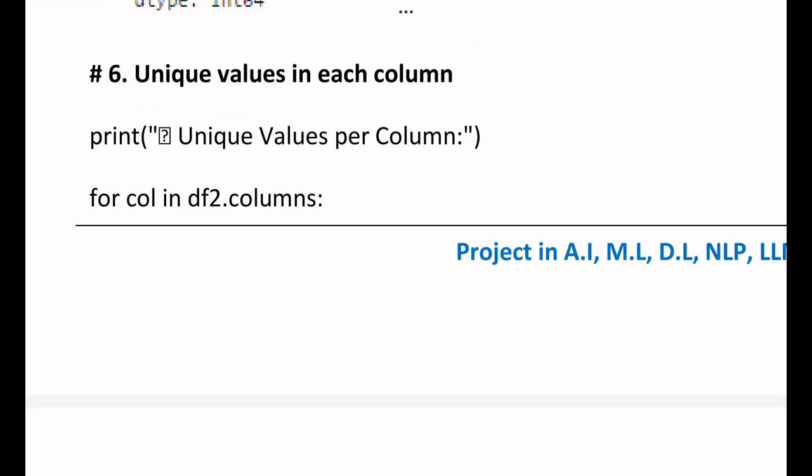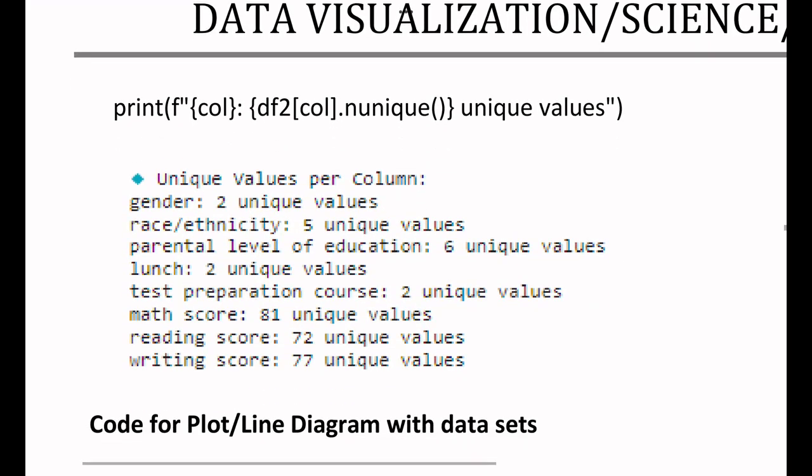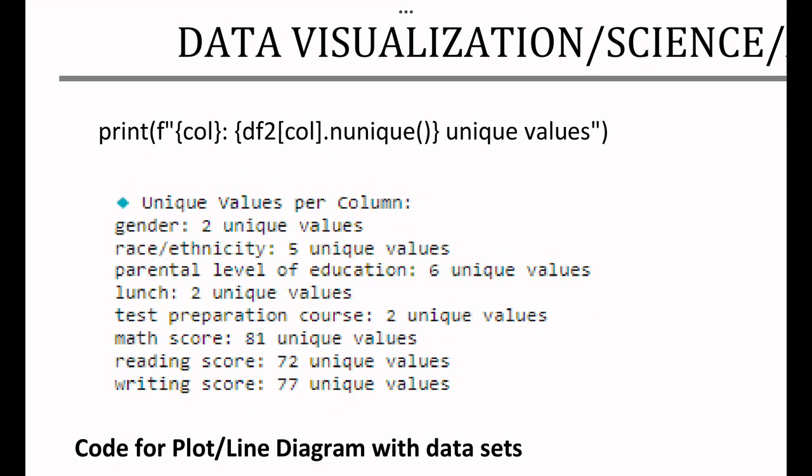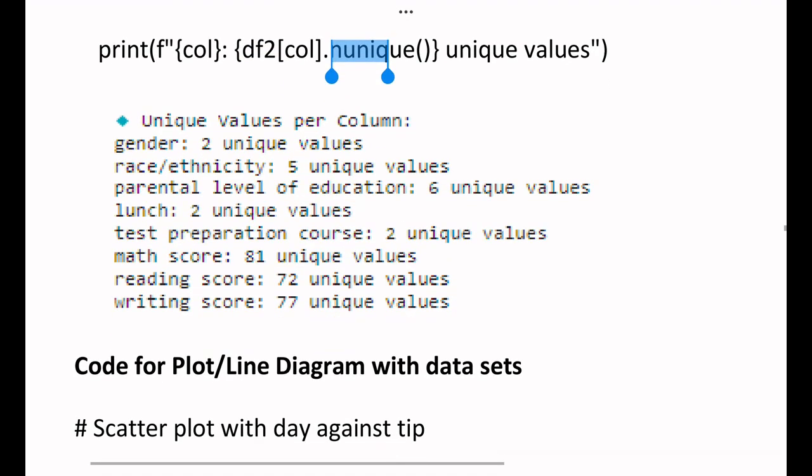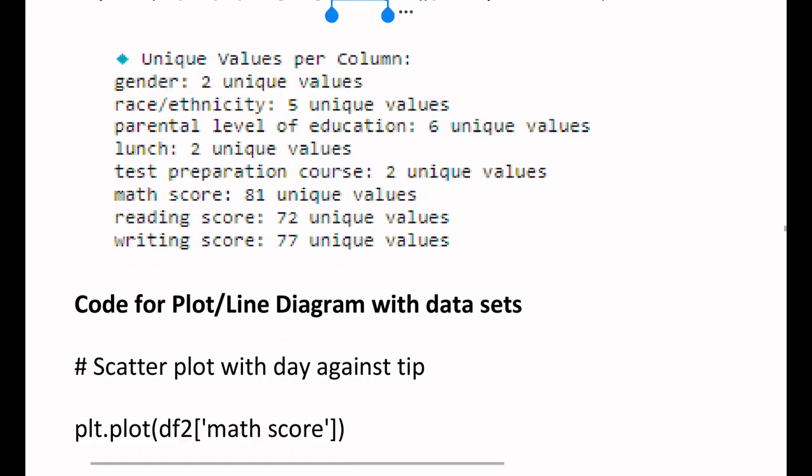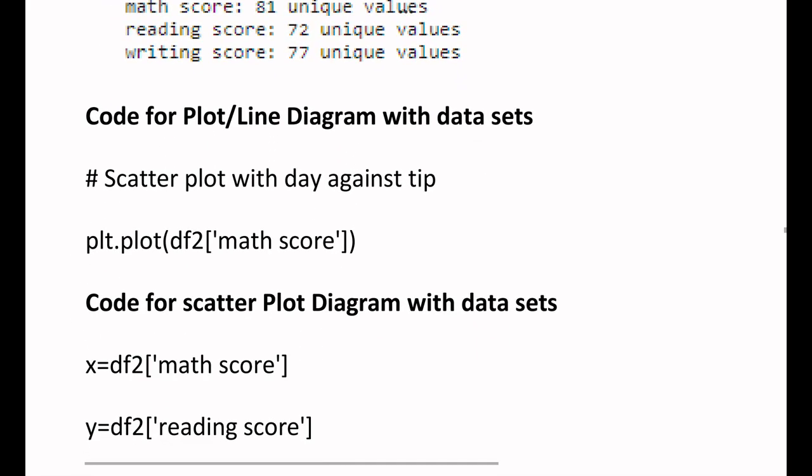Suppose you want to find the unique values of each column. You write my data frame, df2, nunique. It will check and tell you the unique values. In lunch, there are a total of 2 unique values. In test preparation, how many unique values are there? Reading score has 72 unique values. Writing score has a total of 77 unique values.